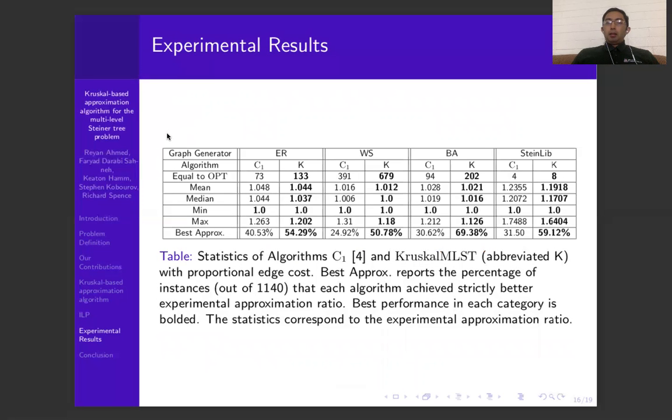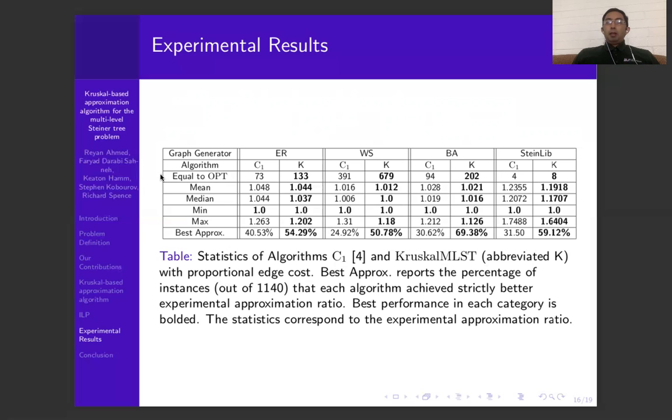We now provide the information in a tabular format so we can make a better comparison. We provide the information for four types of graph generations. And we provide different statistics for both algorithms, C1 and K. Here, C1 is the algorithm for proportional edge cost from the paper by Charikar et al. And K denotes the Kruskal-MLST, or the Kruskal-based algorithm we proposed.